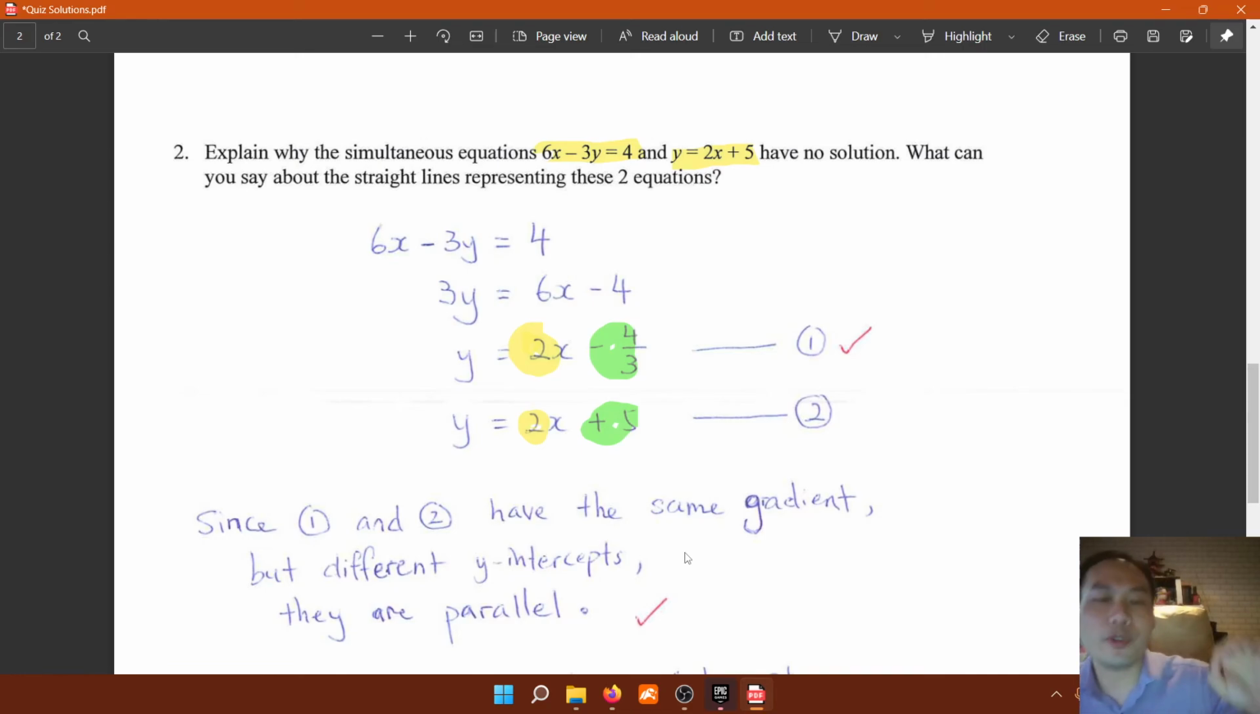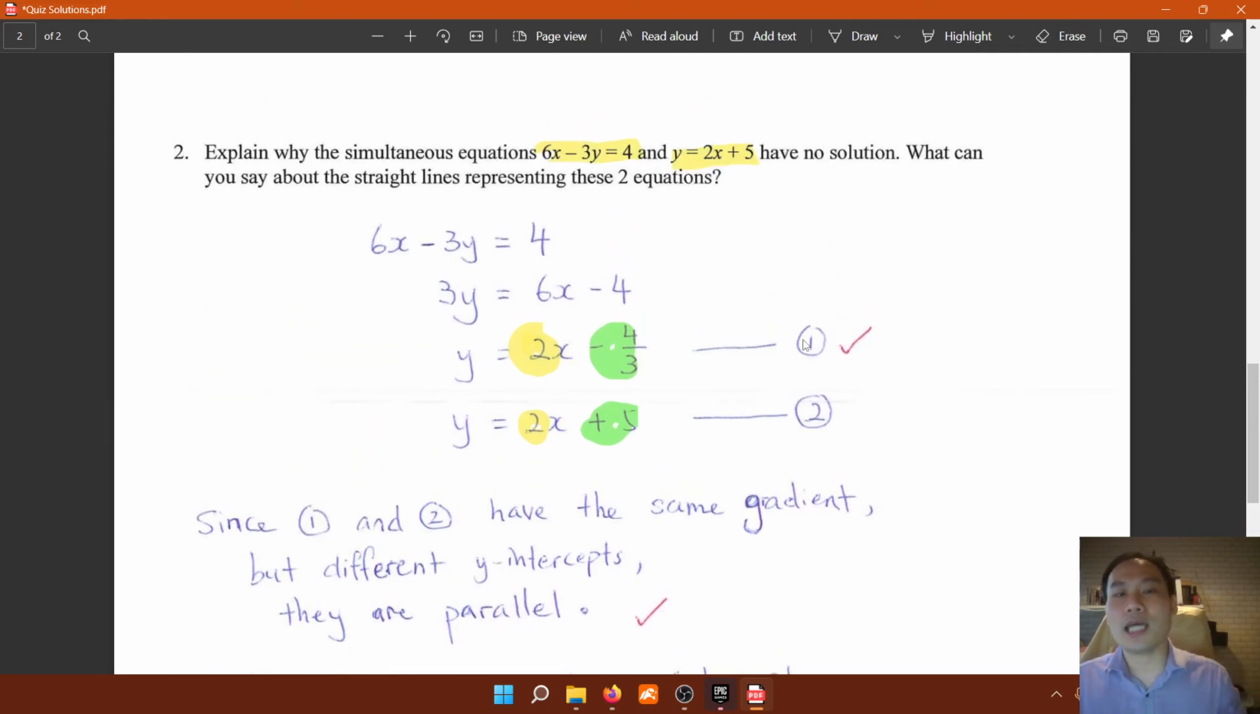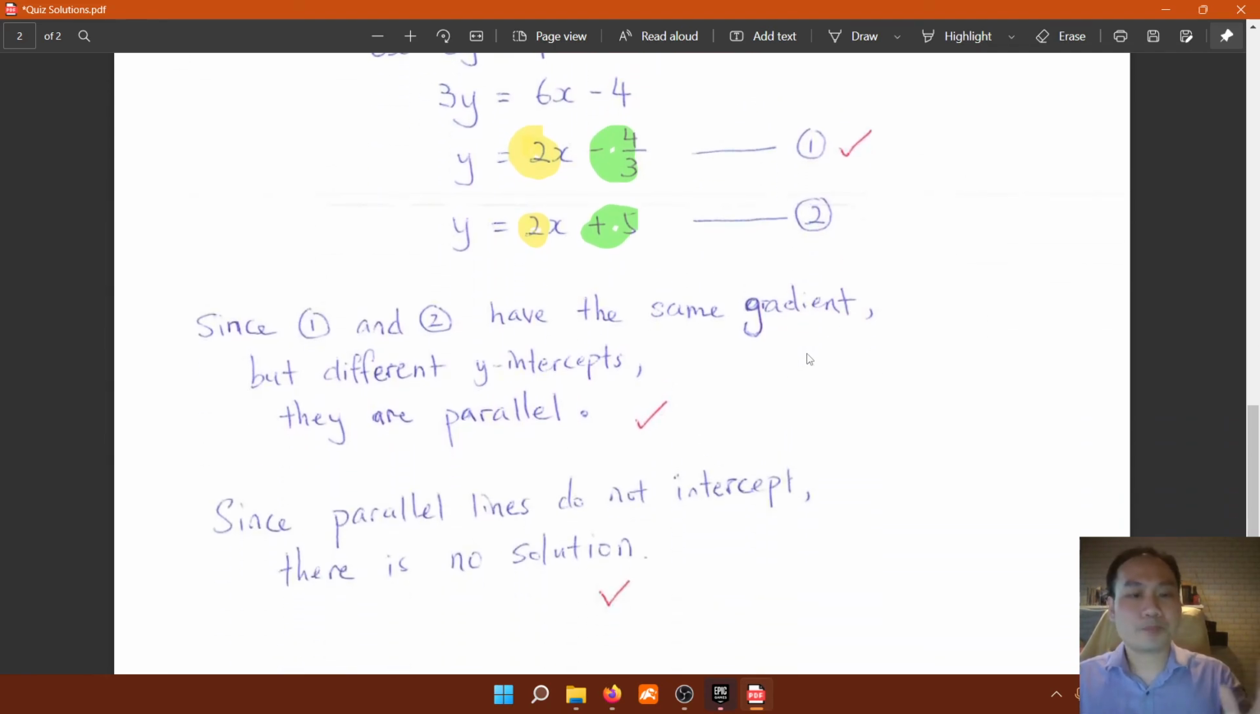Okay, so we have successfully demonstrated that they are parallel by making use of the properties of the general form of a straight line, a linear line, y equals mx plus c. After we establish the fact that they are parallel, we can go on and say, since parallel lines do not intersect, and we know that in order to have a solution for a pair of simultaneous equations, they have to intersect, since they do not intersect, there's no solution. And that is how we can explain this entire question in a very logical manner.